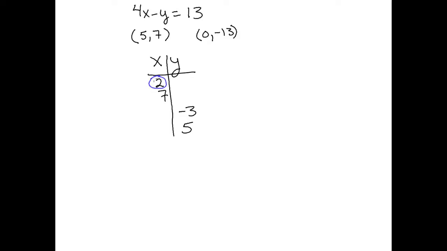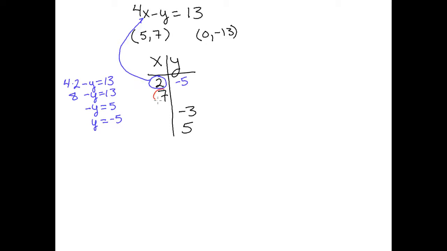If we stick 2 in for x, that's going to give us a certain problem. That's 4 times 2 minus y equals 13. Well, this is a problem we know how to do. 4 times 2 is 8. 8 minus y is 13. We can solve that. Subtract 8 from both sides, and we get minus y equals 5. Divide by a negative 1, and we get y is a negative 5. So negative 5 is the partner for this 2.